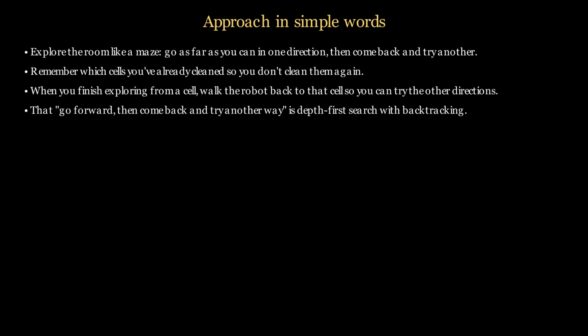We explore the room like a maze, go as far as we can in one direction, then come back and try another. We remember which cells we've cleaned. When we're done exploring from a cell, we walk the robot back so we can try the other directions. That's depth-first search with backtracking.